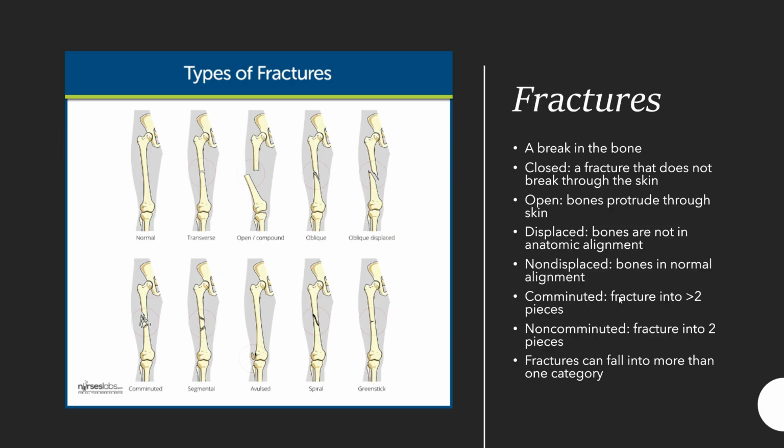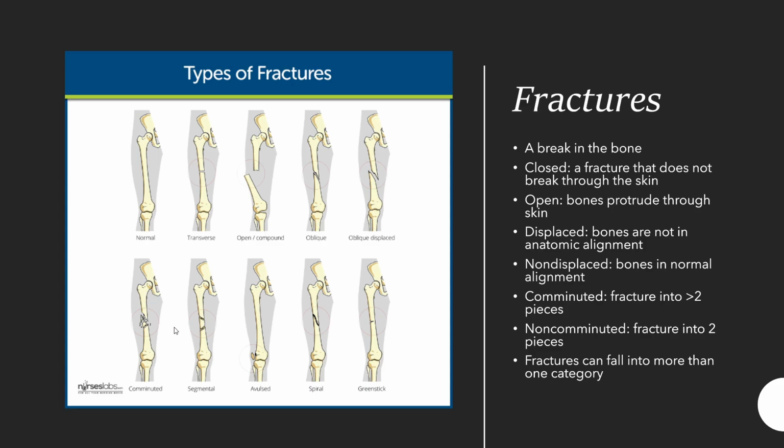We can also talk about comminuted versus non-comminuted fractures. Comminuted fractures fracture into more than two pieces. So all of these that we see here are non-comminuted. There's just two pieces of bone, they fractured in one place. If something's split in more than one place, like this one or this one, this is considered a comminuted fracture.